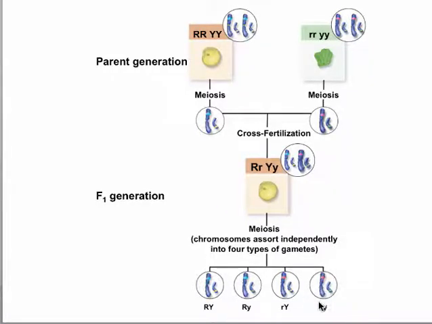And this will be like this original parent, where you have the wrinkle chromosome and the green chromosome. So these ones here are what we would call recombinants. These are new combinations that take one chromosome from one parent and the other chromosome from the other parent.